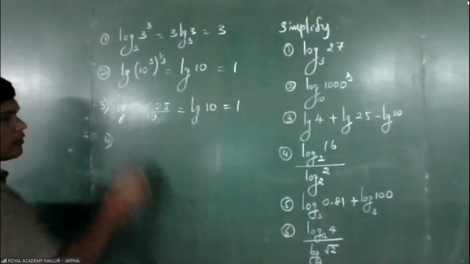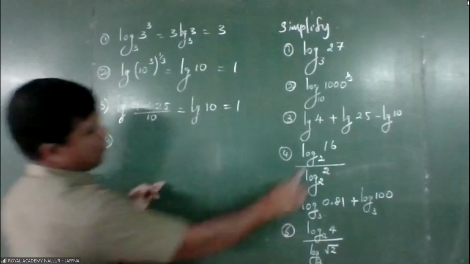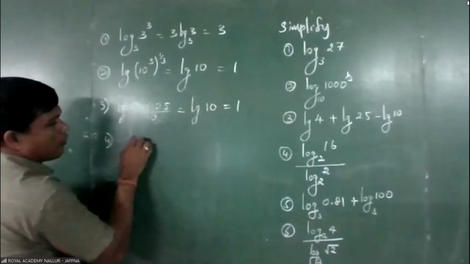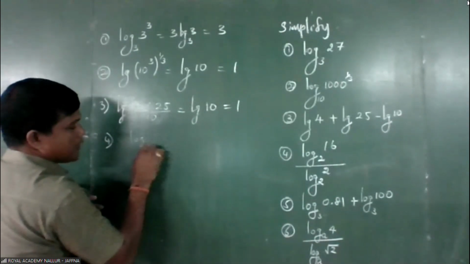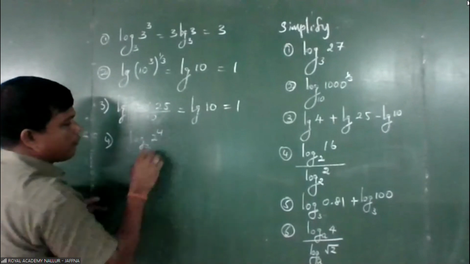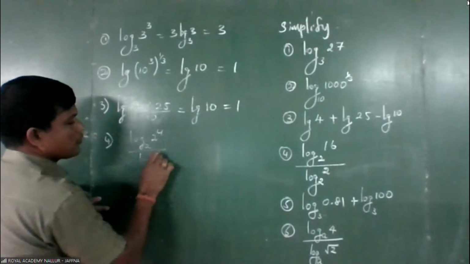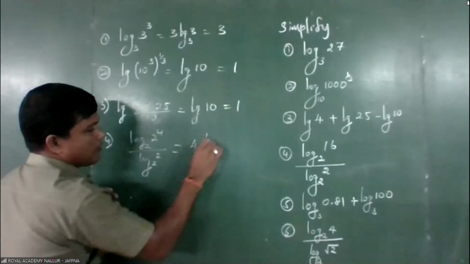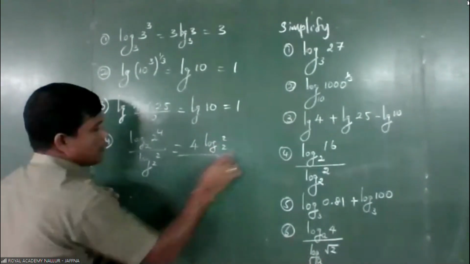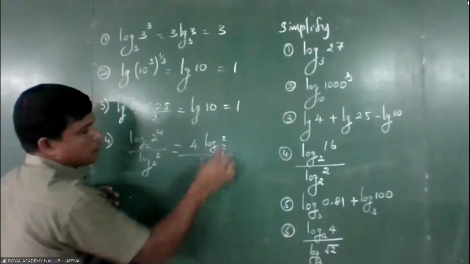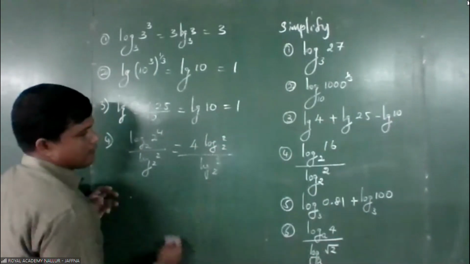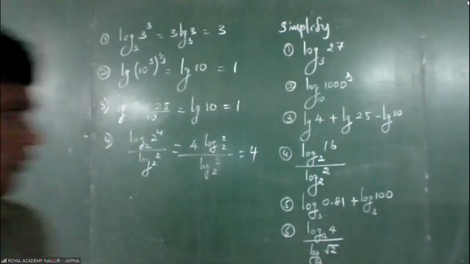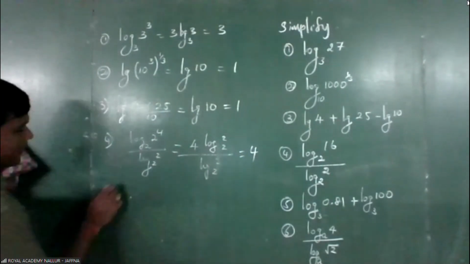Number 4. Logarithm of 16 to the base 2. This can be expressed as a power of 2. So logarithm of 16 base 2, 16 is 2 to the power 4, so log 2 to the power 4 to the base 2. This 4 comes in front: 4 times log 2 to the base 2, upon log 2 to the base 2. These two cancel. So the answer is 4.